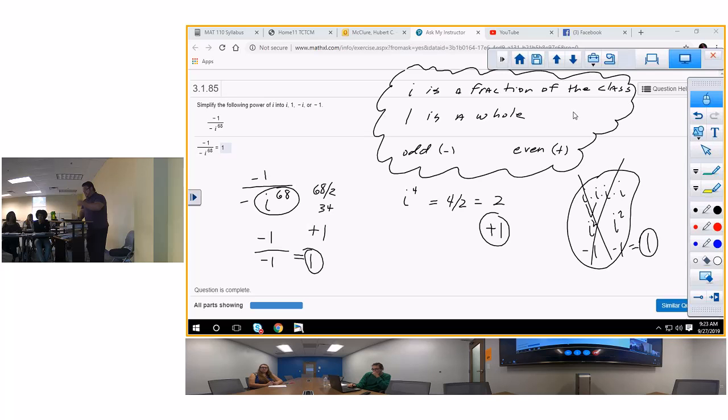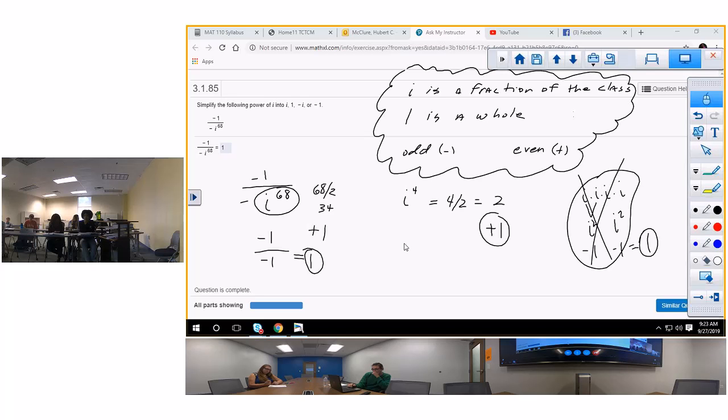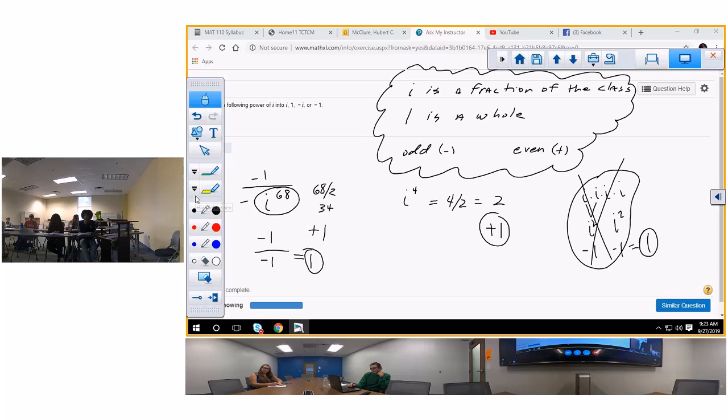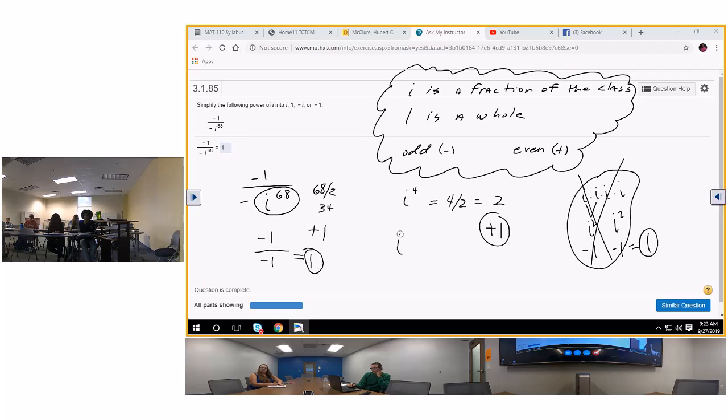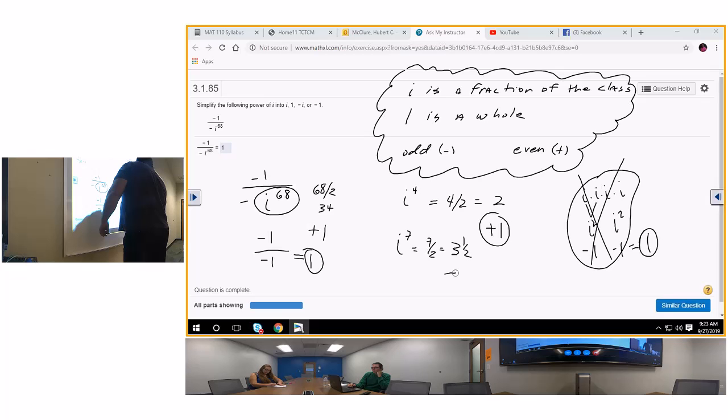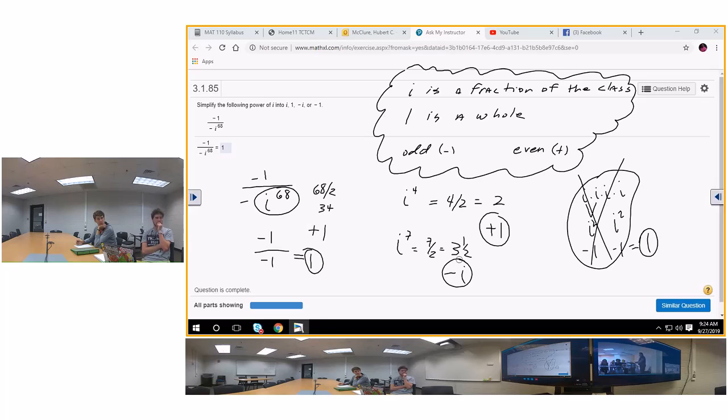So now let's do one that's not i to the 4th. Let's do i to the 7th. What's 7 divided by 2? 3.5. What is 3, odd or even? And what is 3.5? Is that a fraction or a whole number? So the answer is negative i. That's a nice little thing to use.